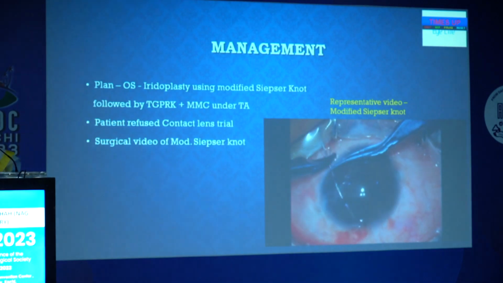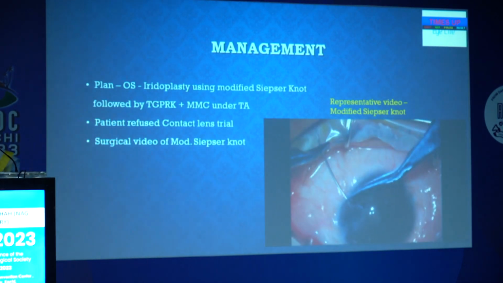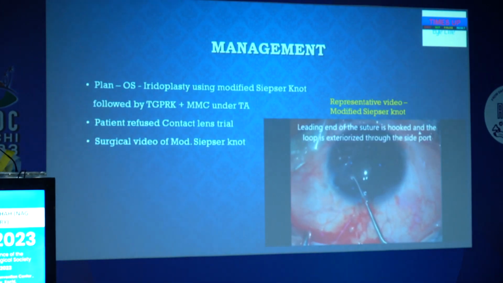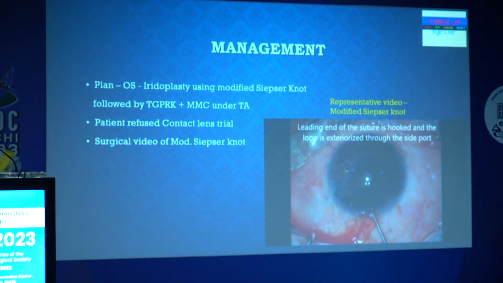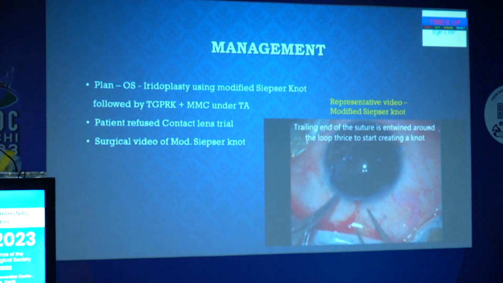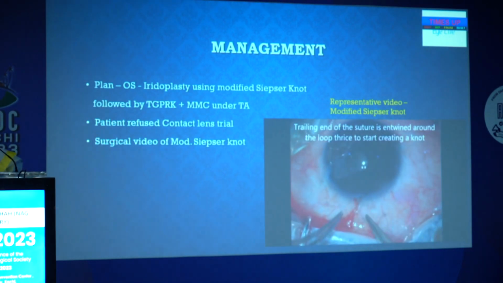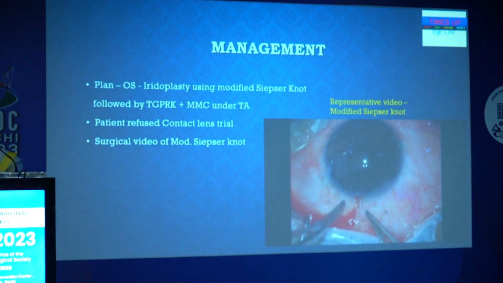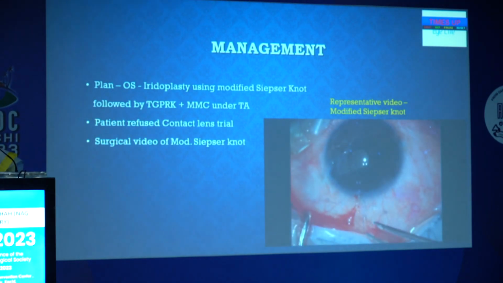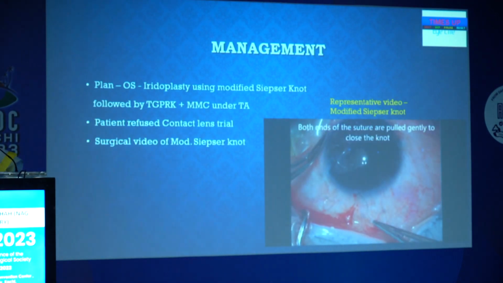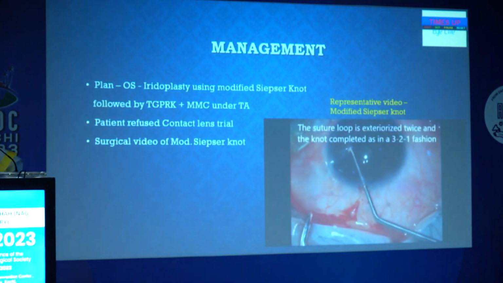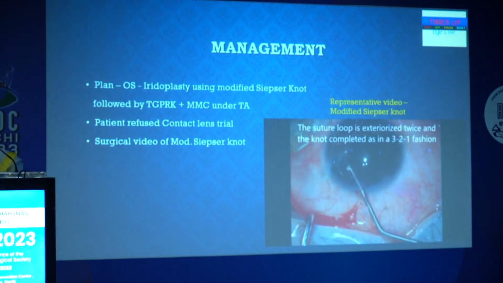Be very careful in phakic eyes so that the body of the needle doesn't touch the anterior capsule. Then the leading edge of the suture is pulled out using a Kuglen hook to make a loop, and the trailing suture is passed 3 times around the loop. So you do this thrice in a 3-2-1 fashion, and then you cut the knot.